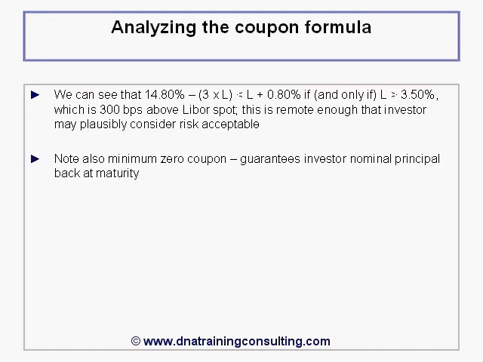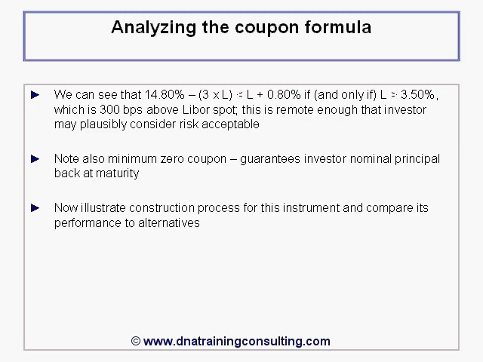Fourth, and finally, we observe a minimum coupon of 0, a crucial and very standard feature in most of these types of instruments to ensure the investor is guaranteed at least their nominal principal back at maturity, no less. We will devote the rest of this module to illustrating the process of constructing and pricing this instrument, and then to comparing its performance to that of a regular fixed rate or regular FRN.